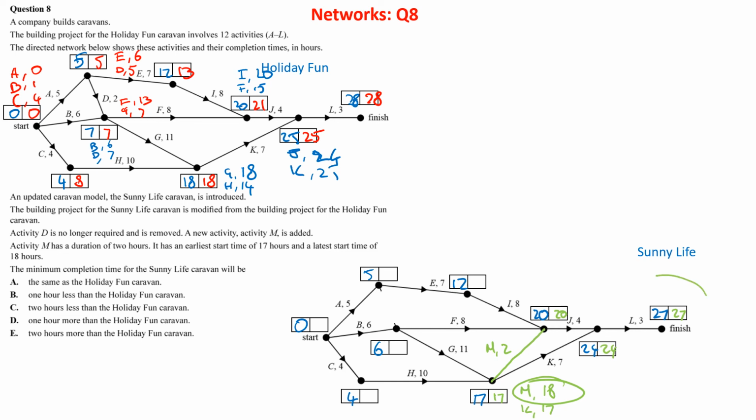So basically, if I look at that, the earliest completion time for the Sunny Life caravan would be 27. So it's 1 less hour than Holiday Fun. So in this case, I would say the answer is B. Okay, that is those questions. Now, you wouldn't necessarily have to do it as long as this in the exam. You don't have that much time, but that's how I would picture how you'd have to think it through a bit.